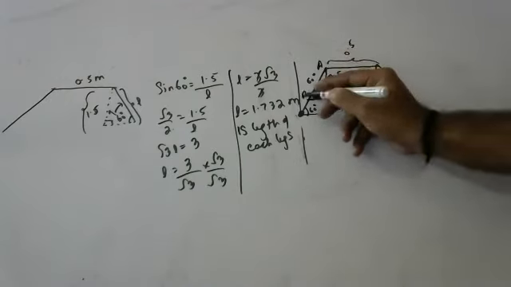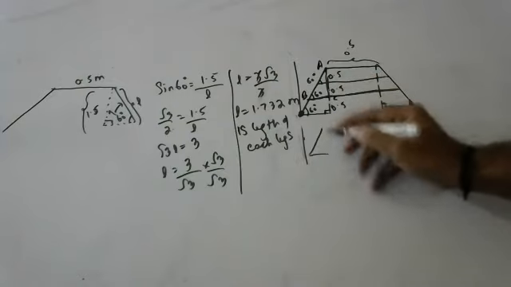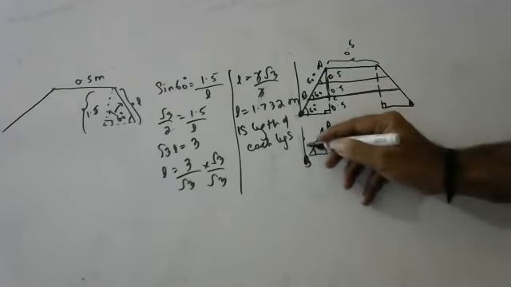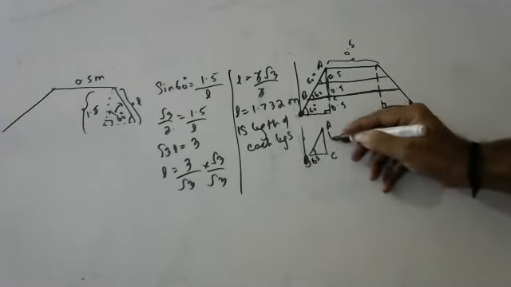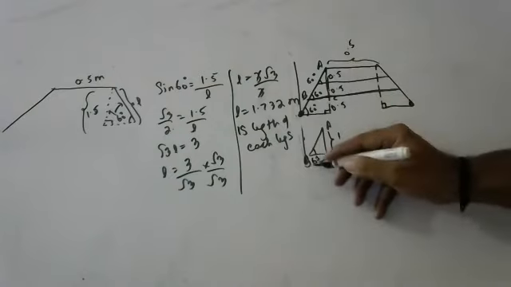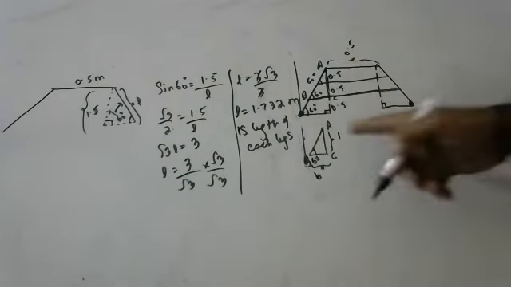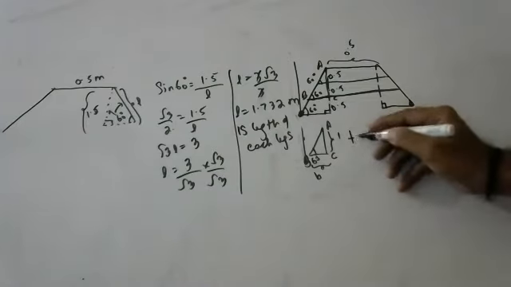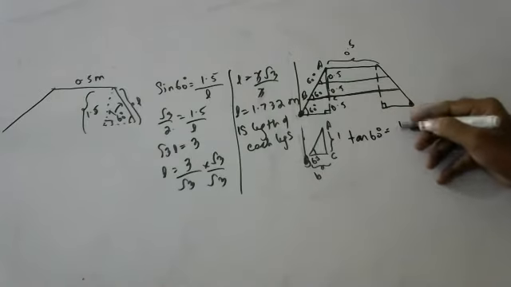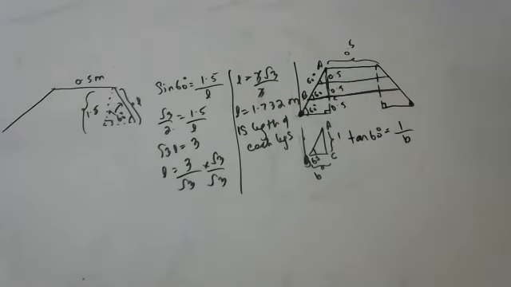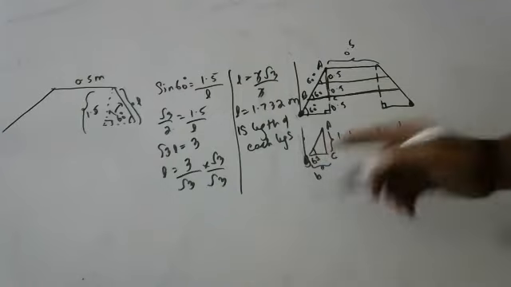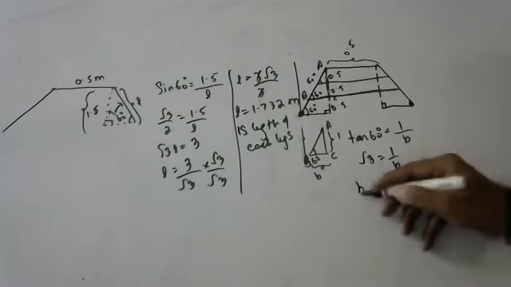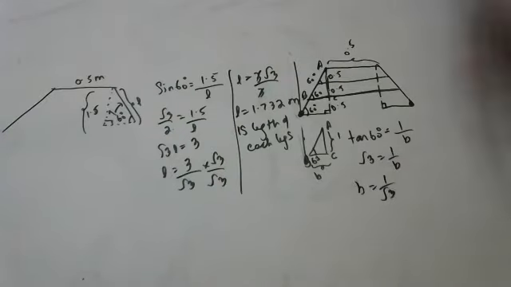I'm writing triangle ABC. Take ABC down. A, B, C. This is 60. This is 0.5 plus 0.5, 1. Find out the base. Opposite by adjacent. Who will give opposite by adjacent, children? Tan. Tan 60 is 1 by B. Tan 60 is equal to root 3. So root 3 is equal to 1 by B. So B is equal to 1 by root 3.